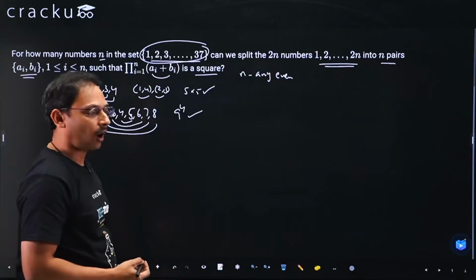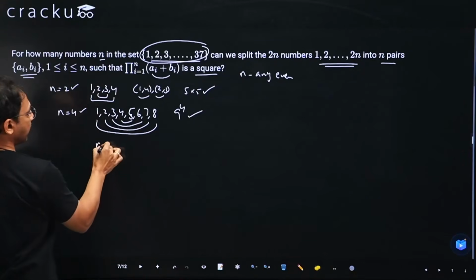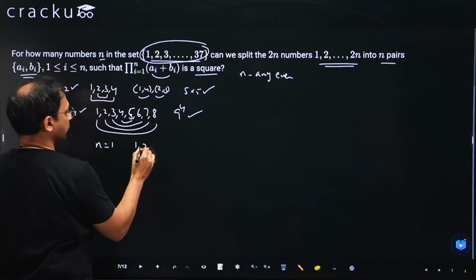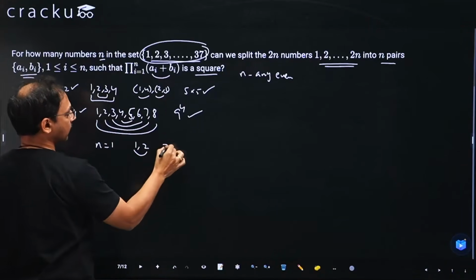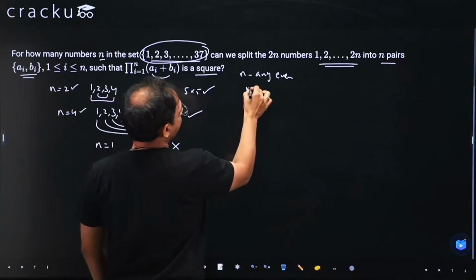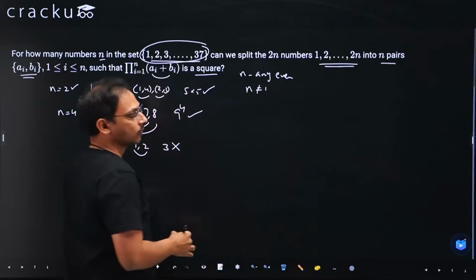Now let us look at odd numbers. If I take n is equal to 1, this set will become 1, 2. So if you add this, you'll get only 1 sum, 3, which is not a perfect square. So n cannot be equal to 1.